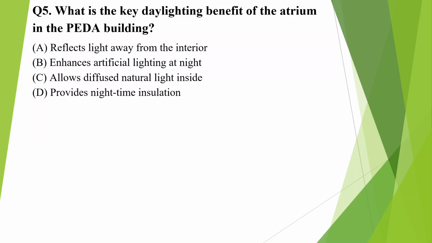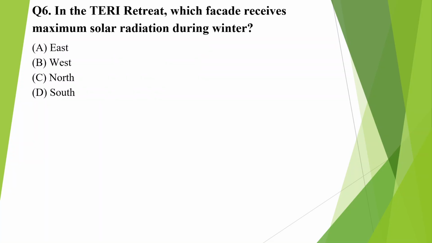The atrium in the PEDA building helps in allowing diffused natural light inside, and these are also lightweight cells, you can see, or the glazing that distributes the soft light throughout the atrium and minimizes the glare. Fine. So let us move to the next question. Since all of you have given the correct answer, here is the next question, the sixth question.